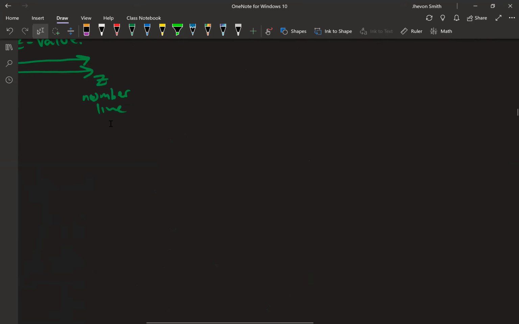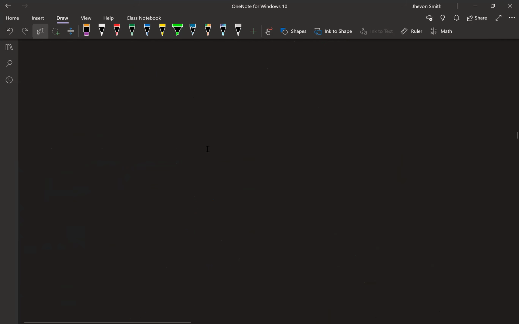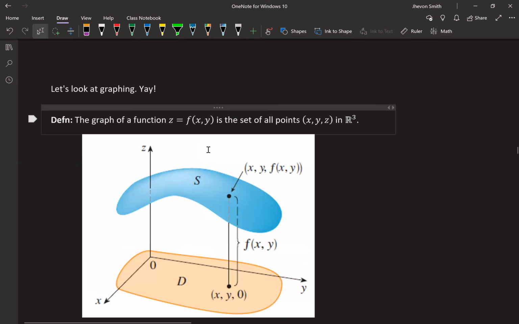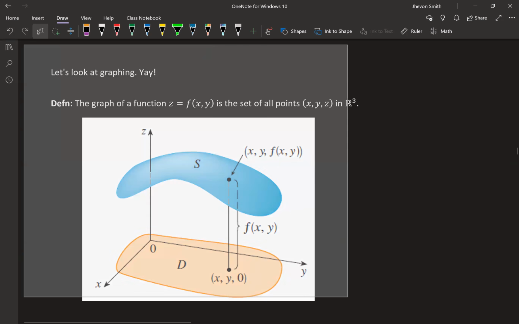Okay, let's go. Did I get it, everyone? Okay. Ooh, graphing. Let's talk about graphing in higher dimensions.